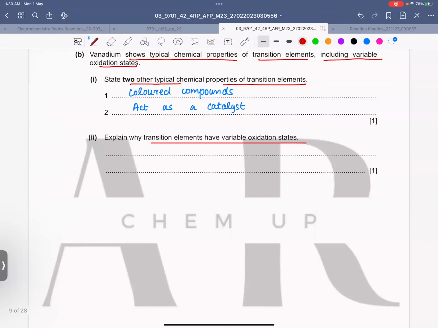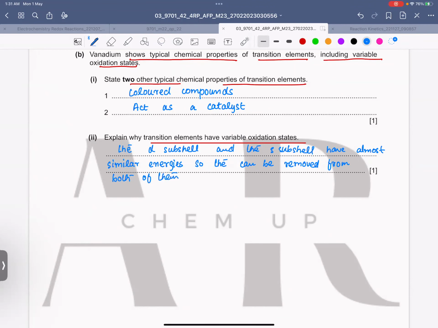Explain why transition elements have a variable oxidation state. So, the D subshell and the S subshell have almost similar energies, so the electrons can be removed from both of them. Is this clear?